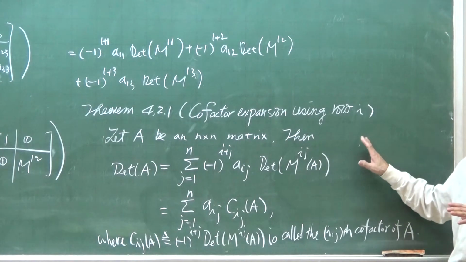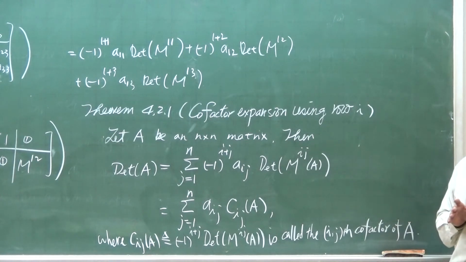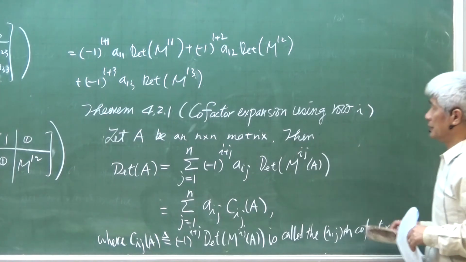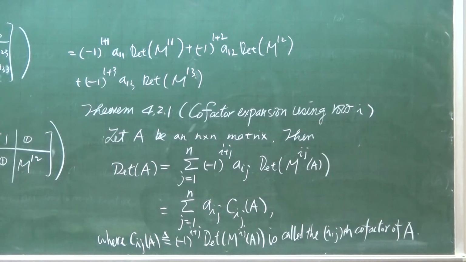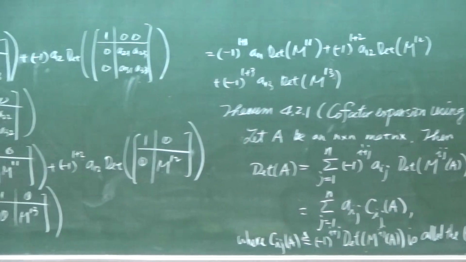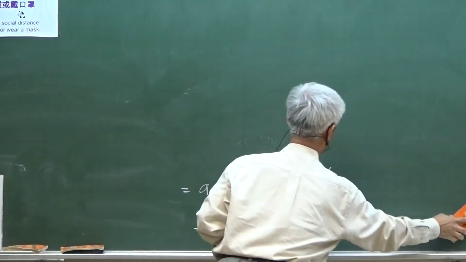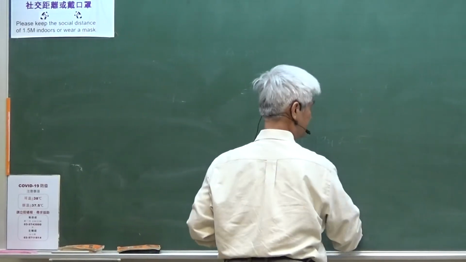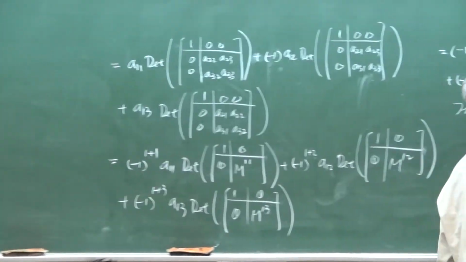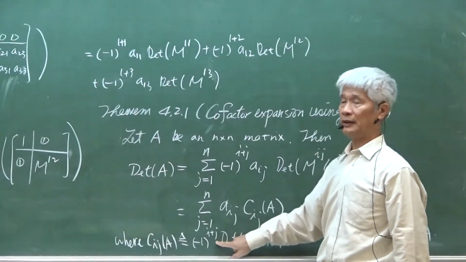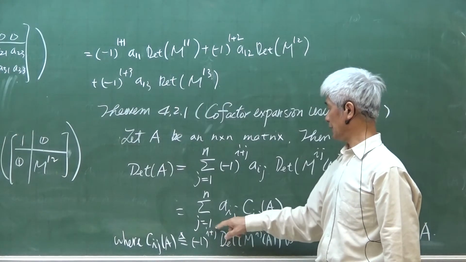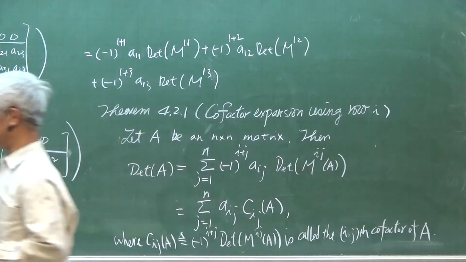So any questions about the statement of this theorem? Alright, if there's no problem, then I will move on to give a proof. The proof follows a similar idea to the example we worked out, and you will see more systematically why we have this sign and why the exponent is i plus j.